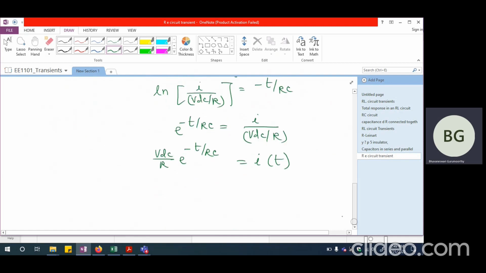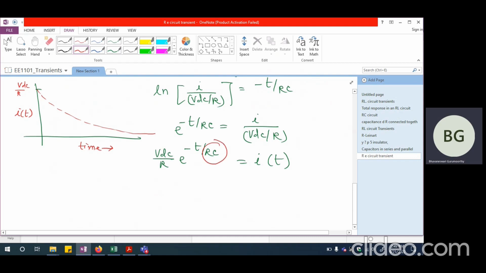Okay, so this is the way this RC circuit is going to behave. If I try to draw it, the current will start from VDC by R and decay exponentially, and this is time, and this is going to be I of t. How long it takes is determined by the R and C values. If R and C both are high, this is going to take a really long duration to reach zero value.